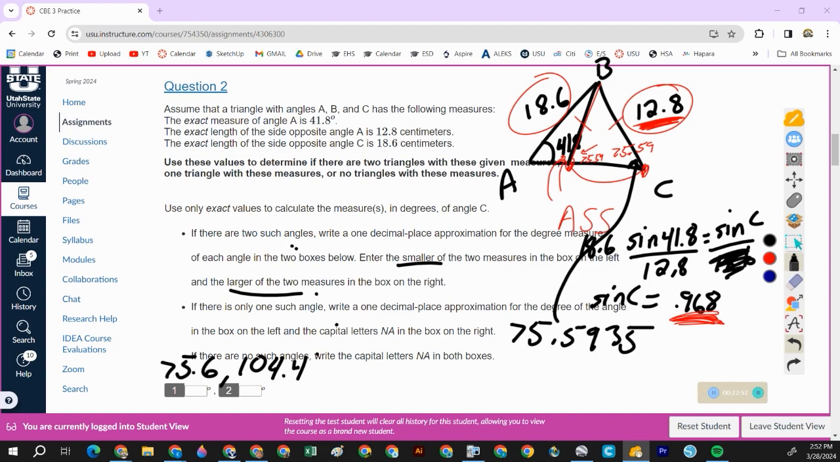But what if there's only one answer? Then you put your first answer and then you put NA in the box next to it. What if there are no answers? Then you write NA in both boxes.